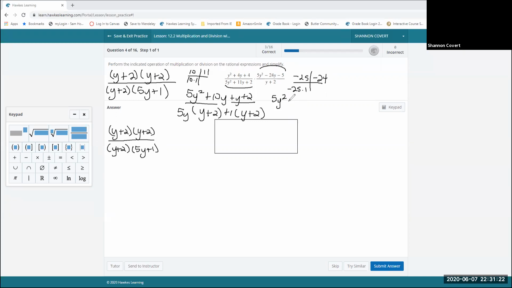So 5y squared minus 25y plus y minus 5. Greatest common factor on the first two is 5y, which leaves me with y minus 5. Greatest common factor on the second two is 1, which leaves me with y minus 5, and I run out of space. The numerator for this one becomes 5y plus 1 times y minus 5, and then y plus 2.